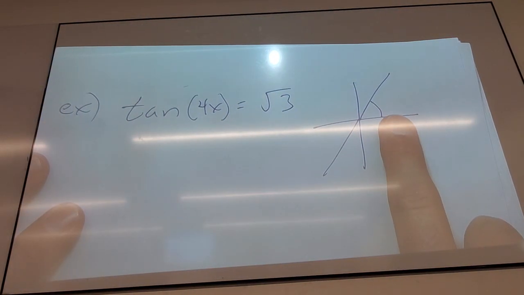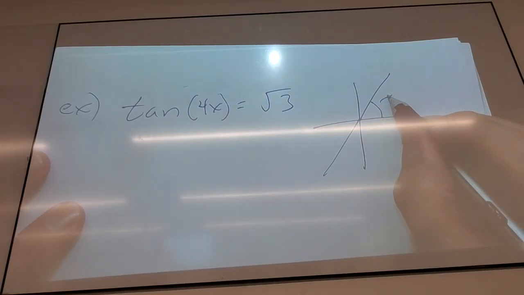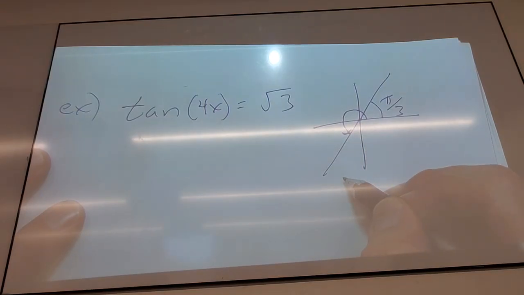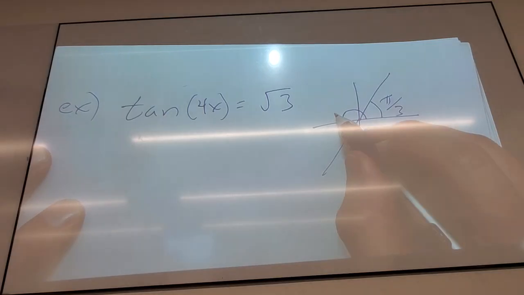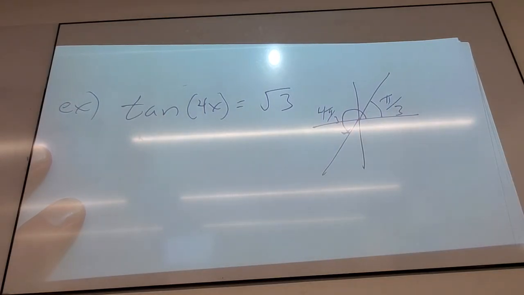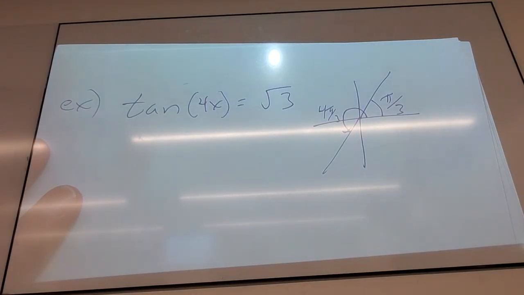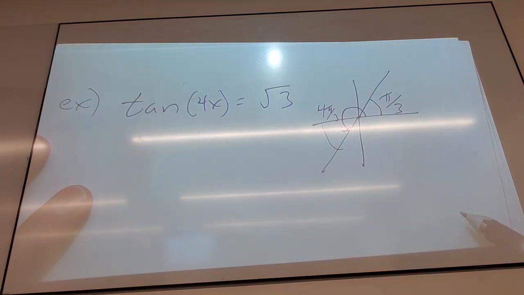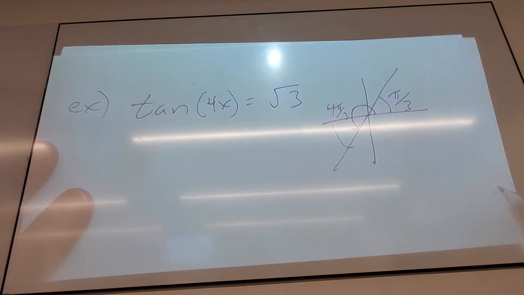Okay, so we said this was pi over 3. So what's this? Too far. You've gone too far. 4 pi over 3. No. Oh, yeah. Just a third of a pi past the full pi. Yeah. What's that big sign?